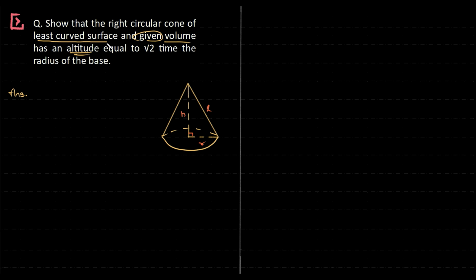Least curved surface, only the curved surface area is what we are talking about, not the base. And given volume means this is fixed and this can vary. So we have to prove that.